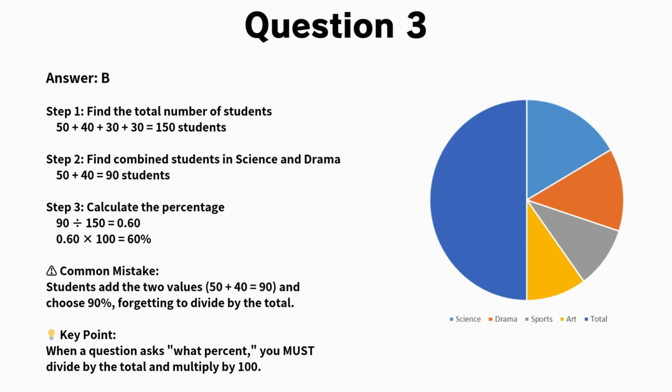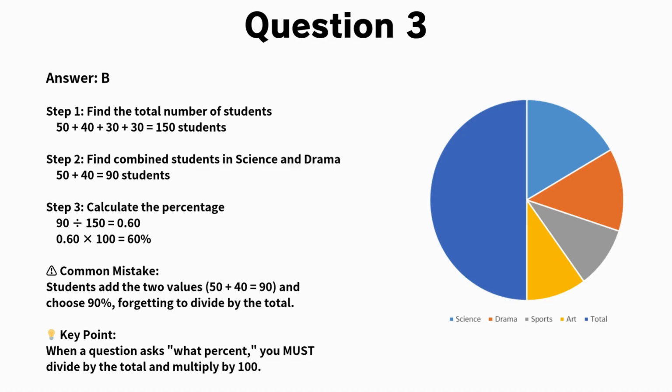Let's solve this step by step. First, find the total number of students. Science club has 50, drama club has 40, sports club has 30, and art club has 30. Add them together. 50 plus 40 plus 30 plus 30 equals 150 students total. Next, find the combined number in science and drama. 50 plus 40 equals 90 students.